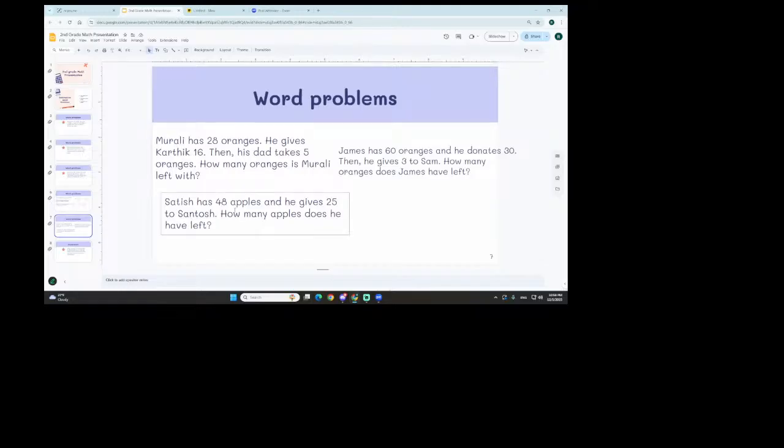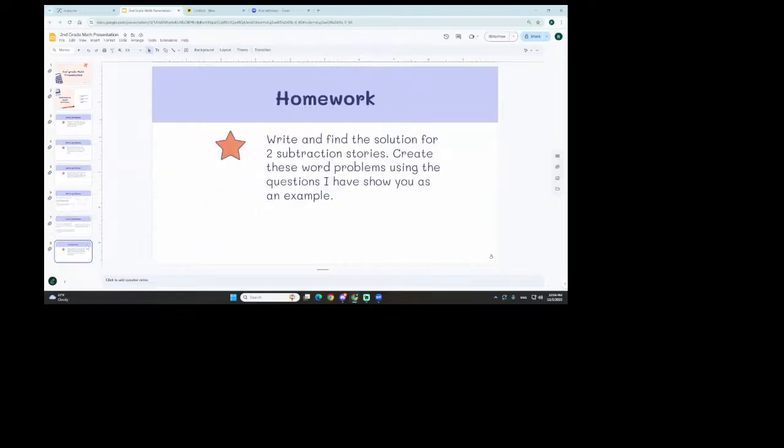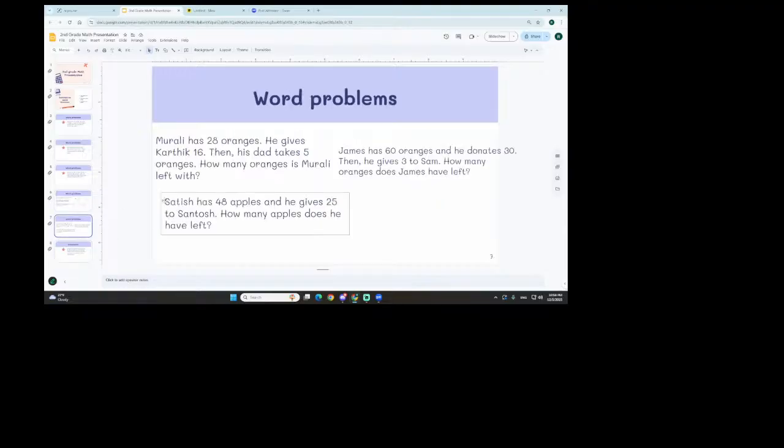So we just identify the beginning number of apples, then we identify how much we subtract, and then we just subtract, and we already know how to subtract. So it's not too difficult, it's pretty simple. We're just adding some application to it.